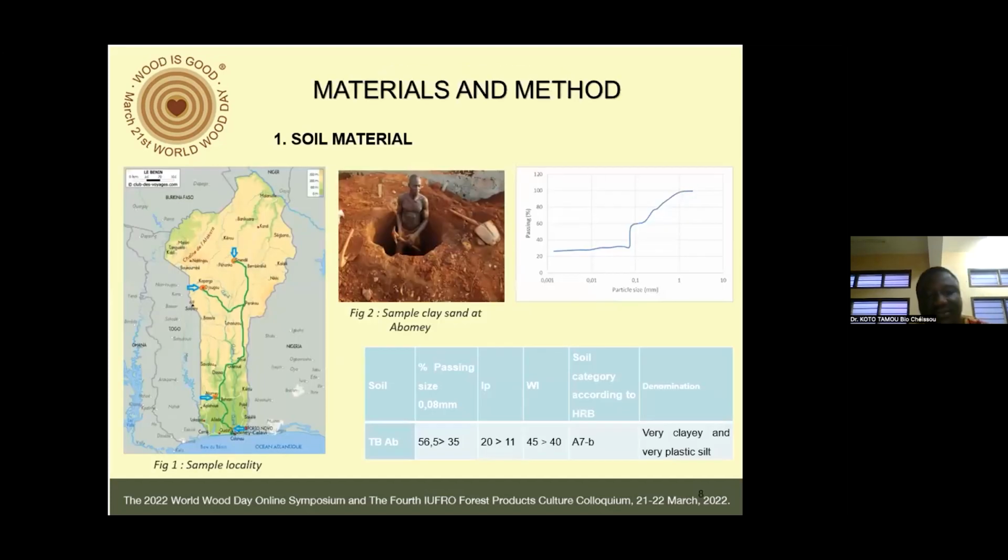In the context of this study, we use the soil taken from the locality of Abome in the south of Benin. The analysis is carried out, and the soil has a fine percentage of around 50%. The plasticity index is 20 and the liquidity index is 45. According to the classification, the soil is very clayey and very plastic.